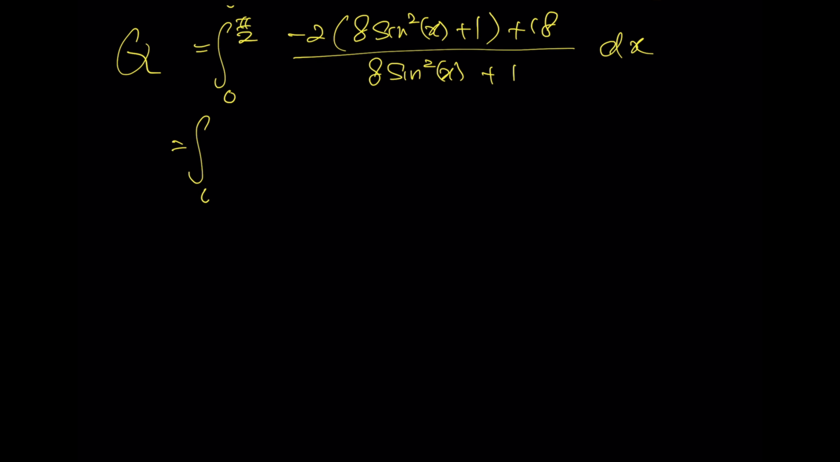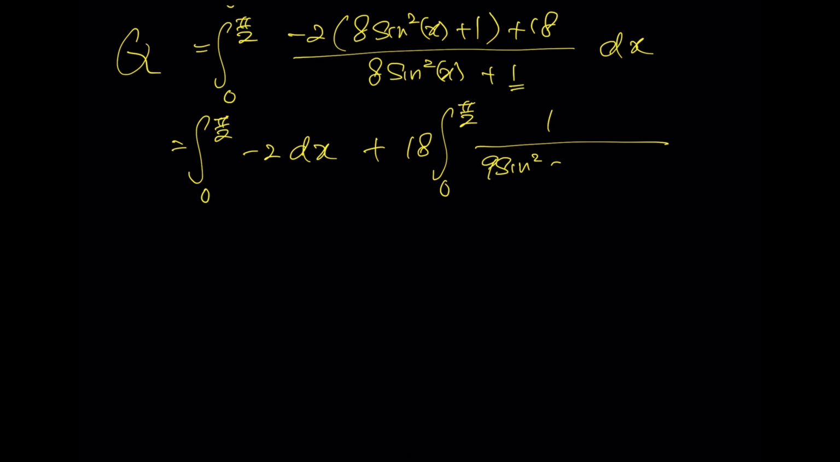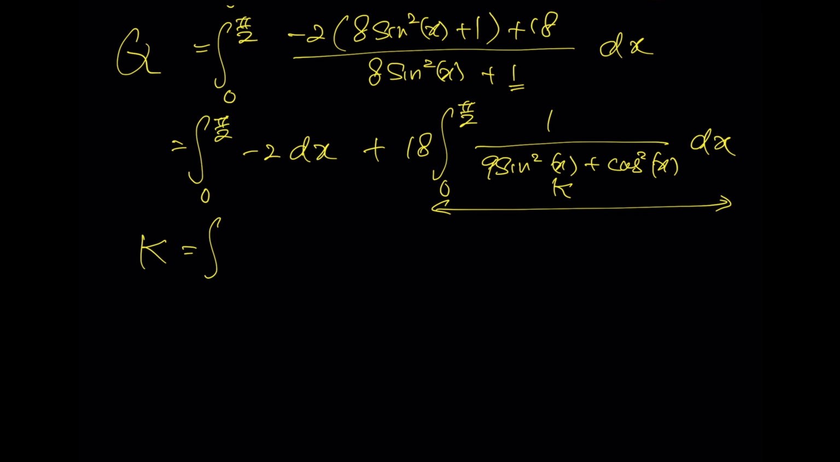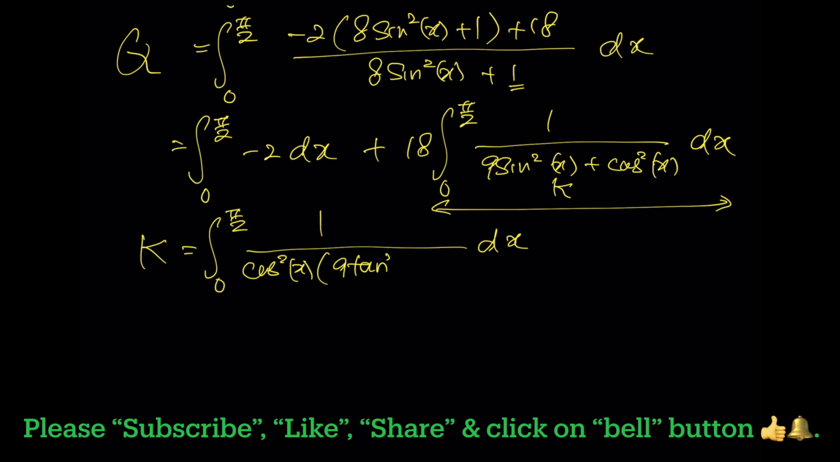From here, we can split the q become 2 parts. Same integration bound but different integrand. Part number 1 integrand is negative 2, while for part number 2 the integrand is 18 divided by 9 sine square x plus cosine square x. This is because we changed the 1 become sine square x plus cosine square x. Let's focus on the second part k. For k, we rewrite the denominator by factor out the cosine square. It becomes cosine square x and then multiply 9 tangent square x plus 1.